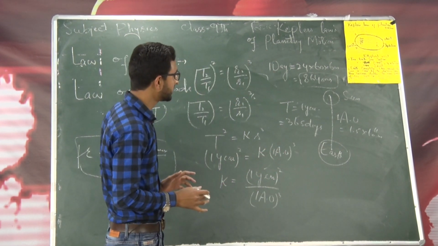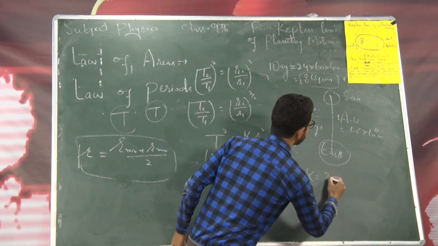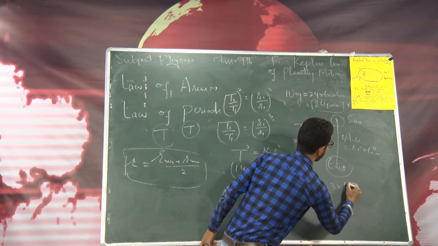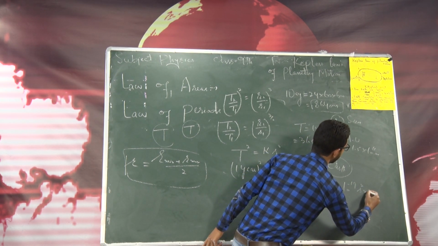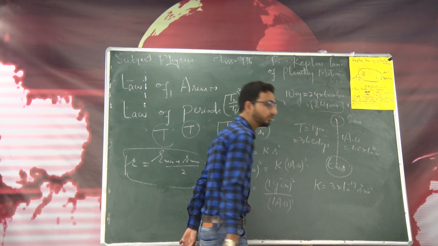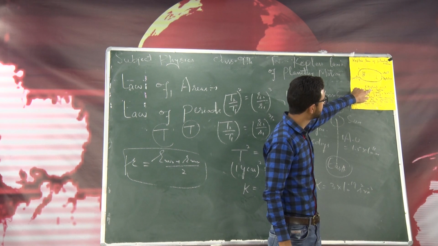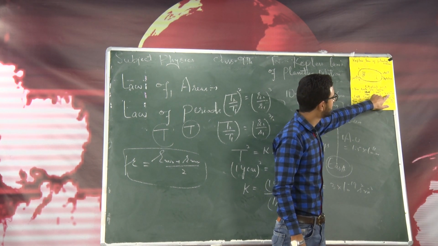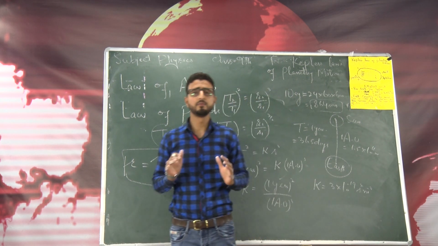And for the Earth Sun system, the value of K in SI is 3 into 10 raised power minus 19. Unit will be second square per meter cube. You can also see it from the diagram. This is for Earth Sun system. K is equal to 3 into 10 raised power minus 19 second square per meter cube.